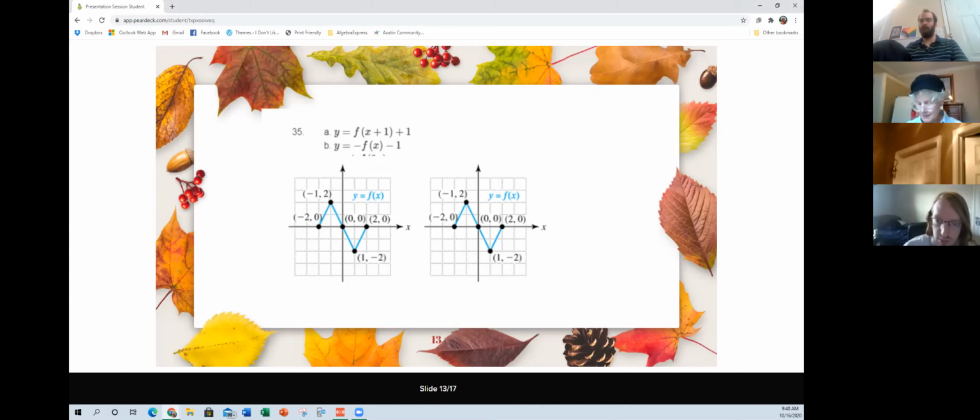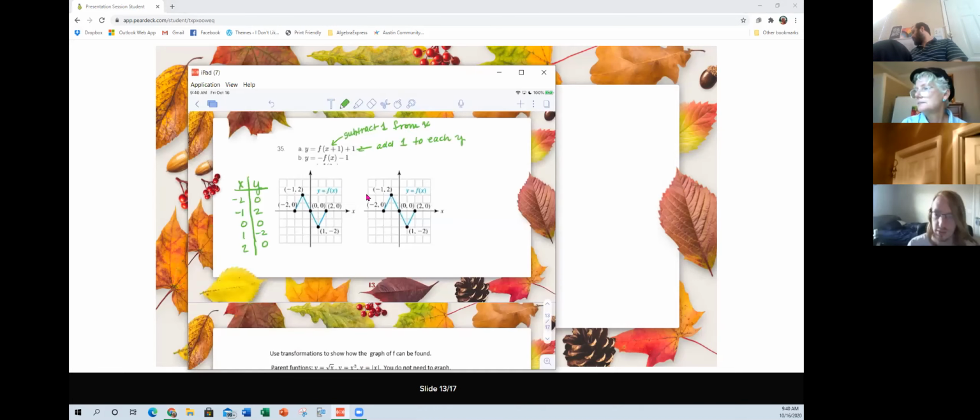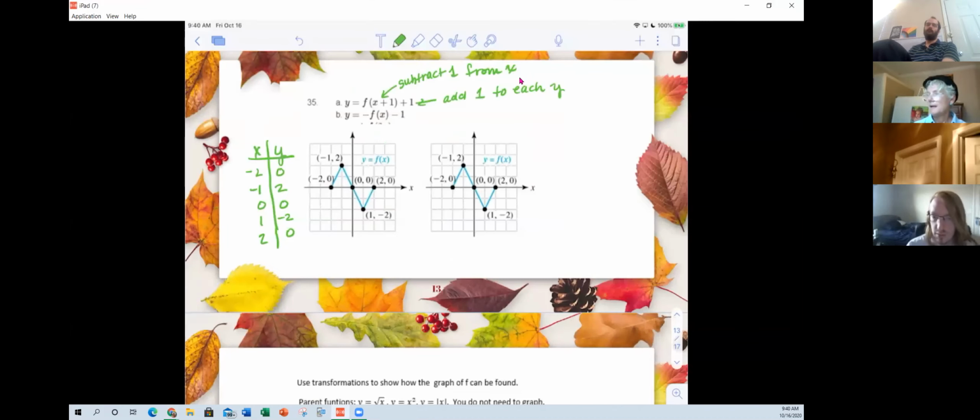So just on your paper, just do it from here on out. So on this one, I've listed all the points, the original points. And now I'm going to do this. I'm going to subtract one from each x. And I'm going to add one to each y.